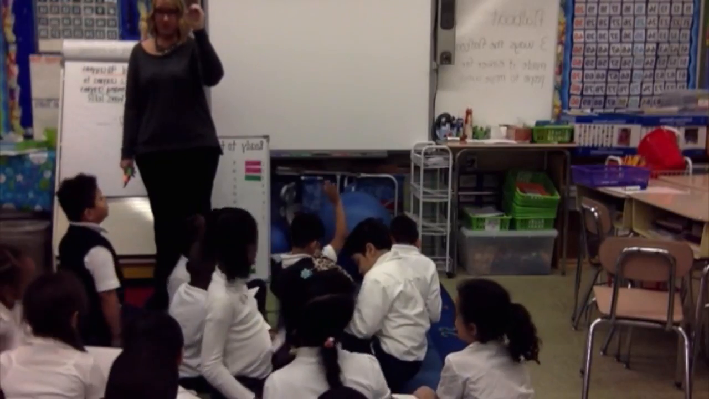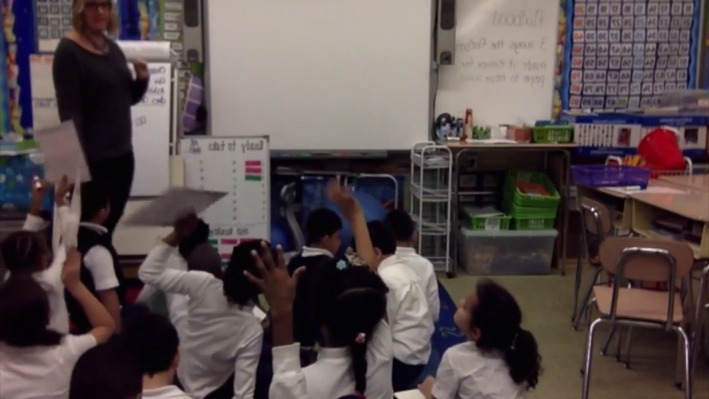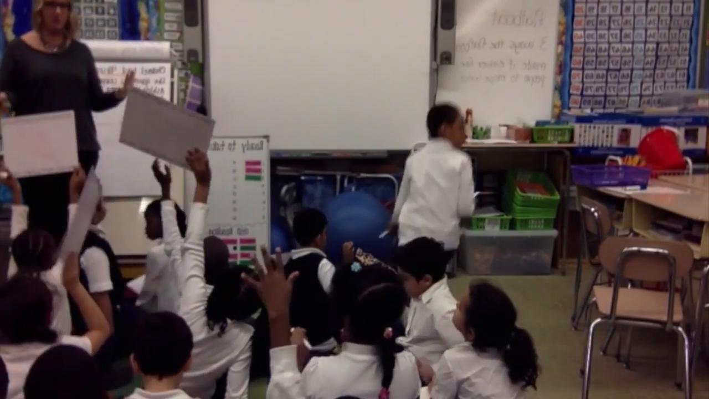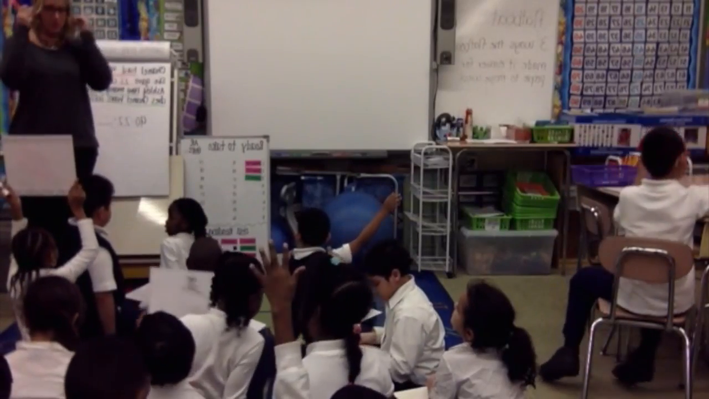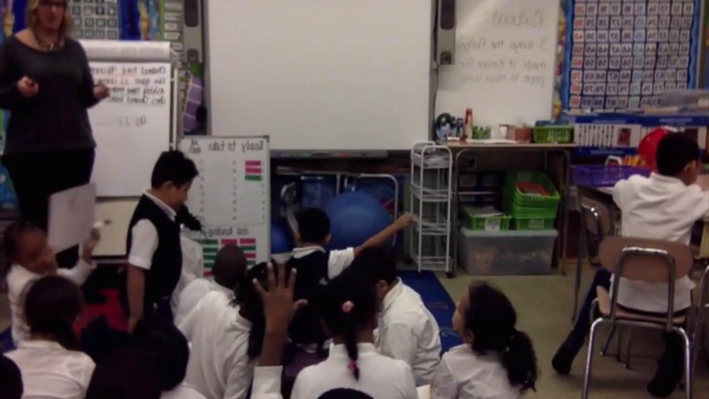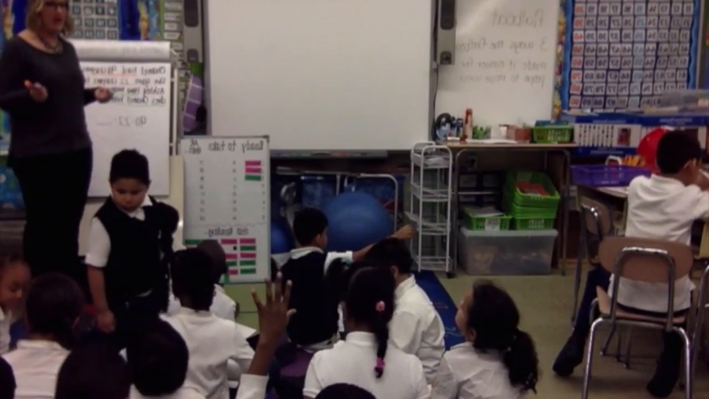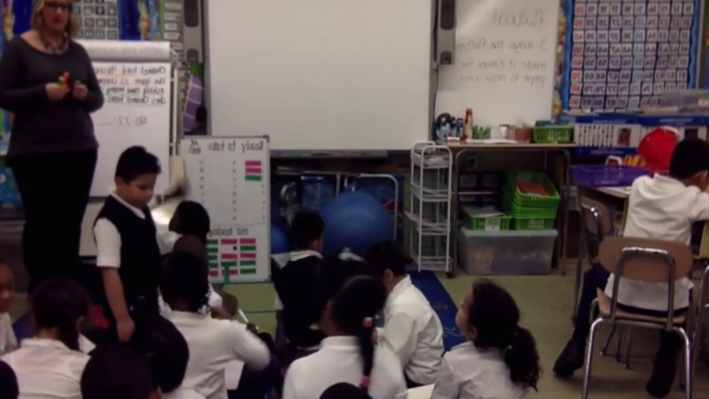Okay, what are some different ways that we could figure out what is 90 minus 22? I don't need you to hold up your board yet. We're just supposed to share with your partner a strategy or a tool that you could use to help you. Christian, what's one way?